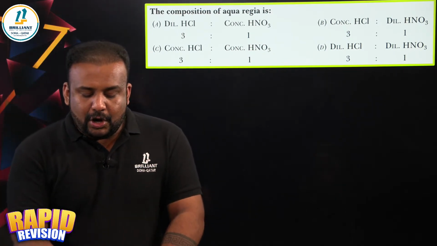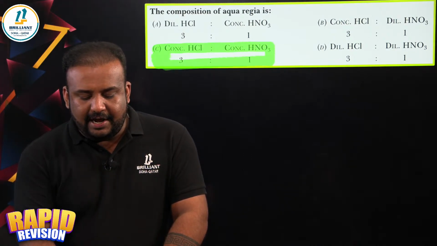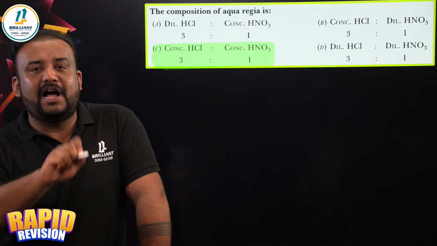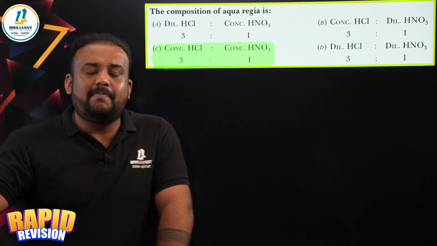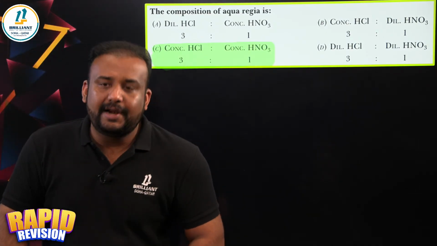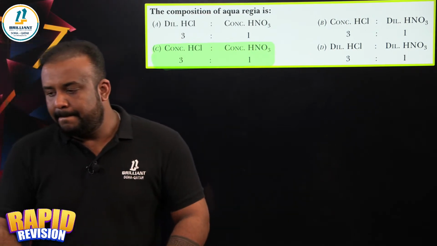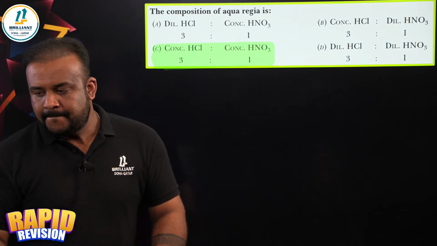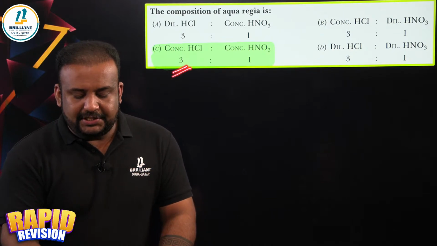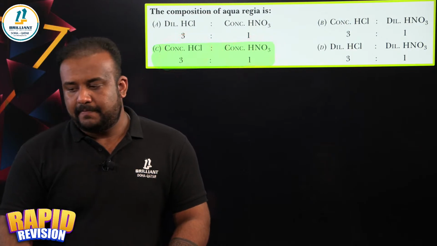It is a mixture of concentrated HCl and concentrated HNO3 in the ratio 3:1. What does that mean? 3 parts of concentrated hydrochloric acid mixed with 1 part of concentrated nitric acid. This is called aqua regia. It's a mixture of 2 acids. Is that clear? Right. Remember the ratio, okay? It's 3:1, where 3 parts HCl and 1 part HNO3, not the other way.